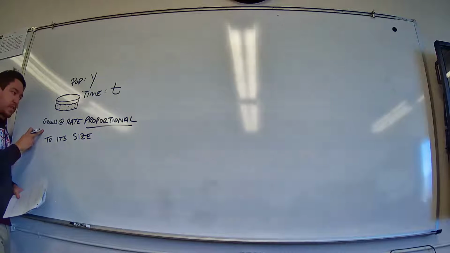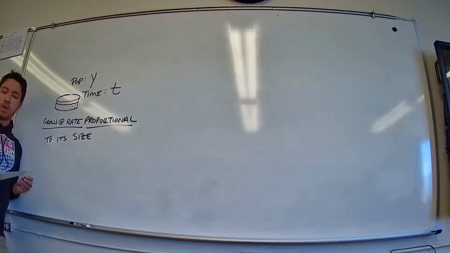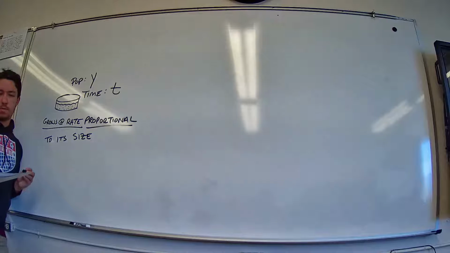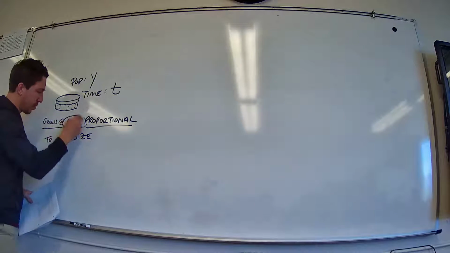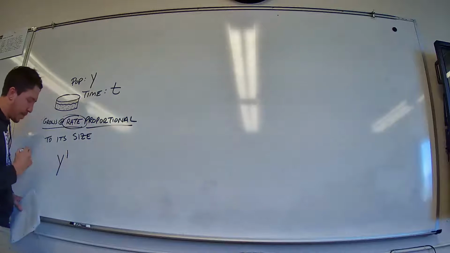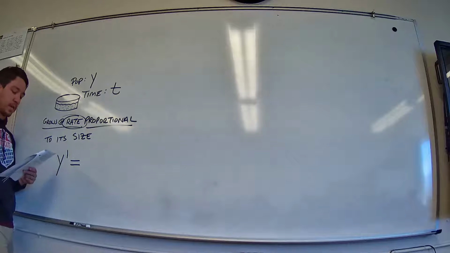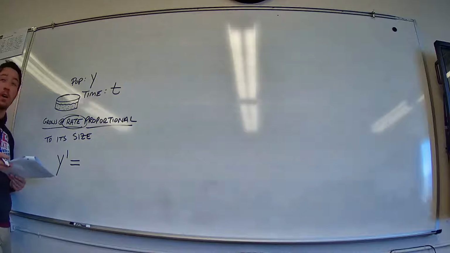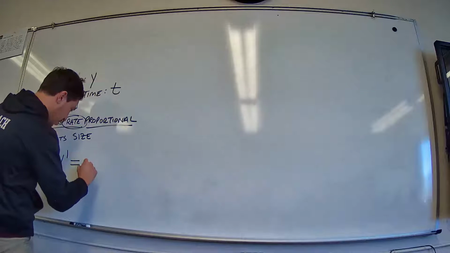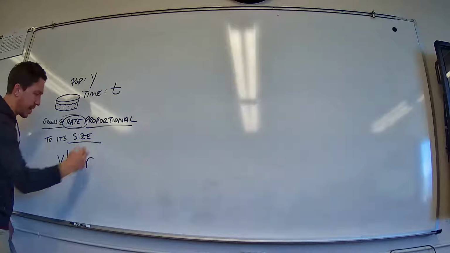I'm going to turn that into a differential equation. Because what kind of thing is this? Grows at a rate. What symbol do we usually use for that? Y prime. So the rate is Y prime. Y prime is proportional to. I didn't say which letter to use, so let's just pick a letter. I'm feeling R. So Y prime, the growth rate, is proportional to the size of the population.